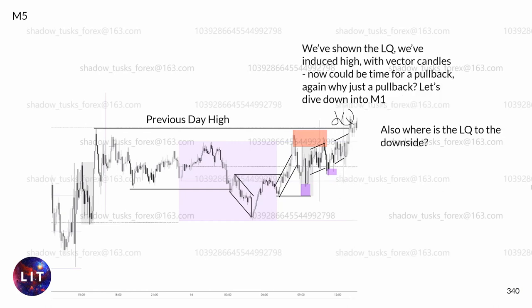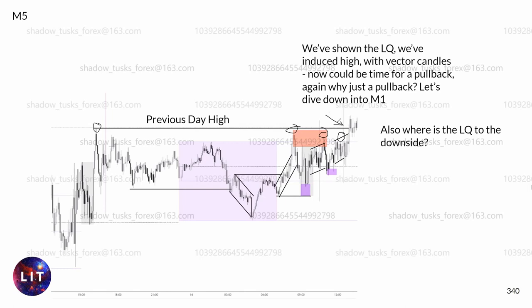Then, boom, look at that. We vector high after we've shown the liquidity. Here we really showed it. 1, 2, 3, 4, quadruple top, right? And then we induce high with vectors. Now, it's time for a pullback.